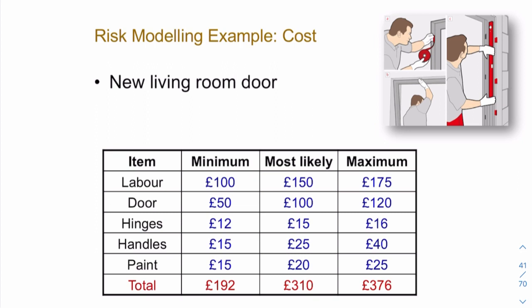So let's look at a simple example. You want to replace your living room door. Okay? Really simple example. Your door's broken, you need to replace it. What's involved? Well, you need to buy a door, you need to buy the fittings, you want to paint the door, and you need somebody to come and do it for you. Okay, so there's four things involved: the labor, the actual door itself, the fittings, and the paint.